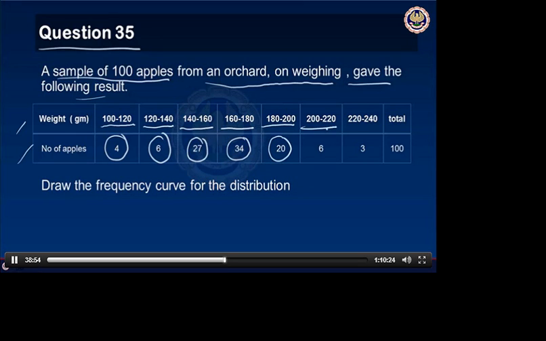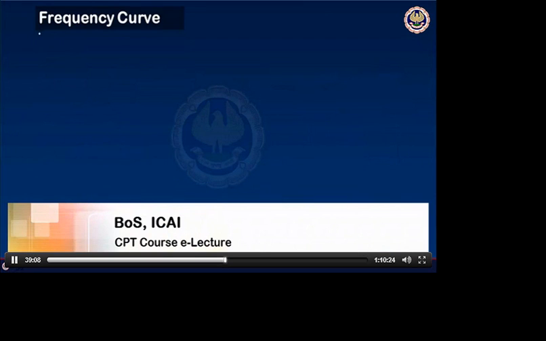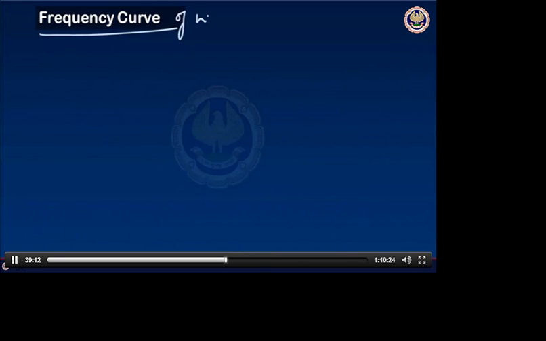Between 200 to 220, there are 6 apples. And these are large size apples. Between 220 to 240, there are only 3 apples. So overall, there are 100 apples. So we have to draw a frequency curve for the distribution. So now we are going to make a frequency curve. So we can write a frequency curve of weight of apples.